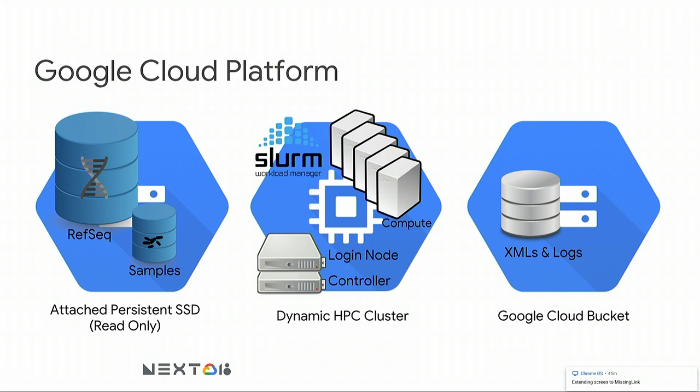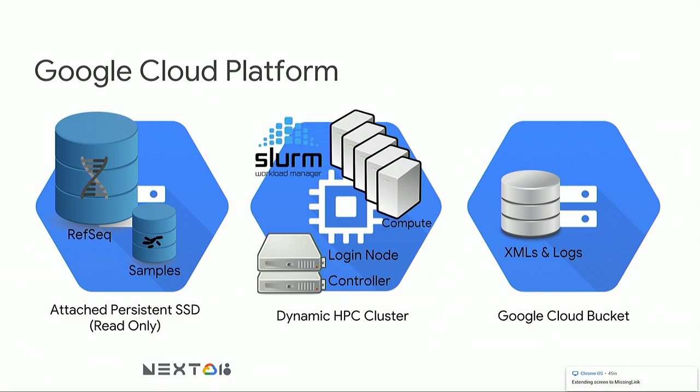So this is what our solution ended up looking like. And you know, you can kind of think of this as our input, our compute, and our output. Now our input is our reference database, which is actually going to be the same for every job that we run. And then of course our sample database. We ended up using an attached persistent SSD for this entire run. Every job had this attached persistent SSD, but the key was it was read-only. This worked extremely well for us. It was fast and scaled extremely well.